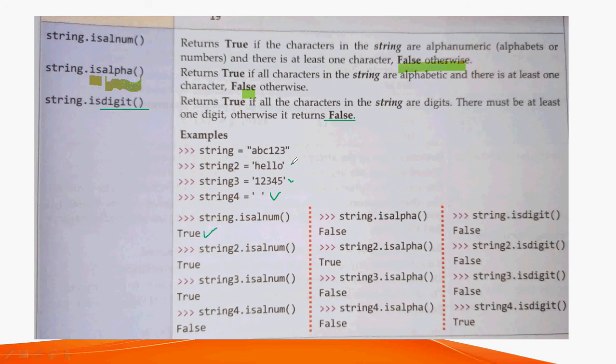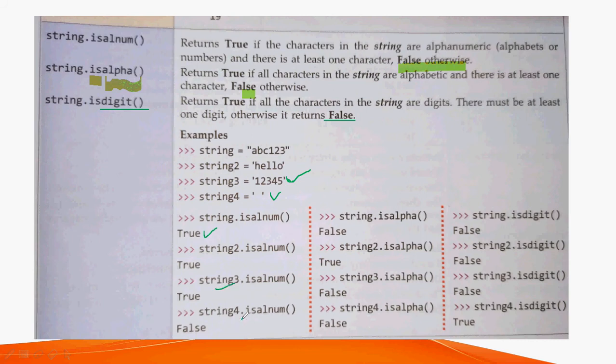Now string2.isalnum. This will also return true because alphabets are there. No need of having numerics in it. If alphabets are there and no other characters are coming, like special characters or space, if there are no other characters except alphabet or num, then it will return true. Now let us see the third one, which is digits. isalnum: if there is no alphabet, it will check for the numerics. Yes, there are numerics. No other special characters. So this will also return true.